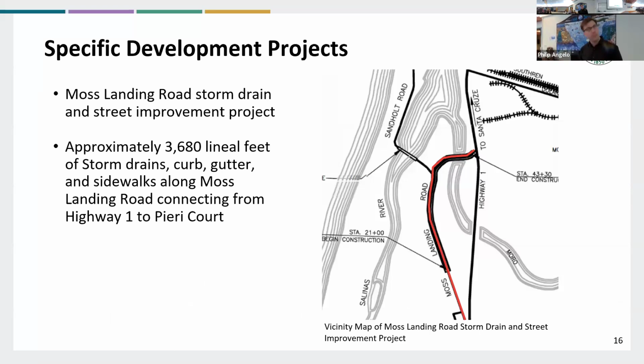The EIR will also look at the Moss Landing street improvement project along Moss Landing Road, including drains, curbs and gutters, and sidewalk that's intended to connect from Highway 1 here down to the Heights neighborhood.